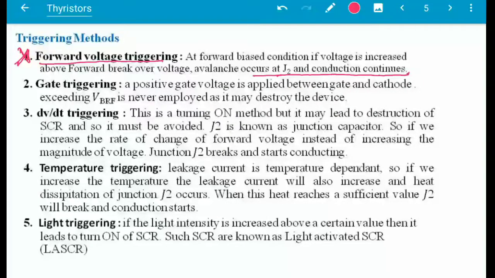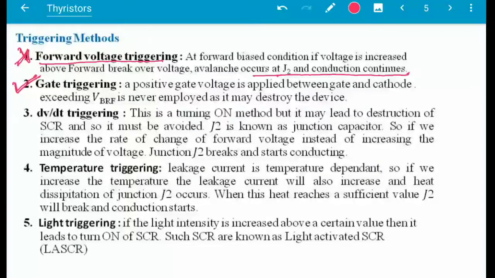And next is gate triggering. In forward biased condition, if a positive gate voltage is applied between gate and cathode, it will forward bias J2 and will conduct the whole thyristor. So this is the actual method for triggering a thyristor. And we never apply a voltage which will exceed the forward breakdown voltage.